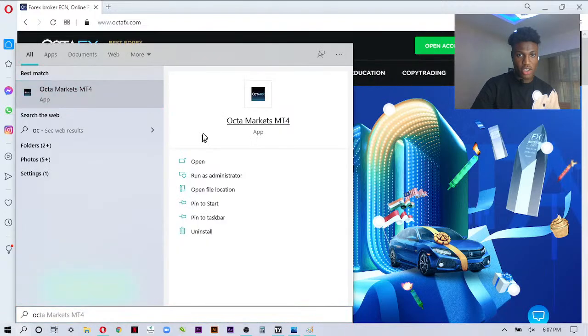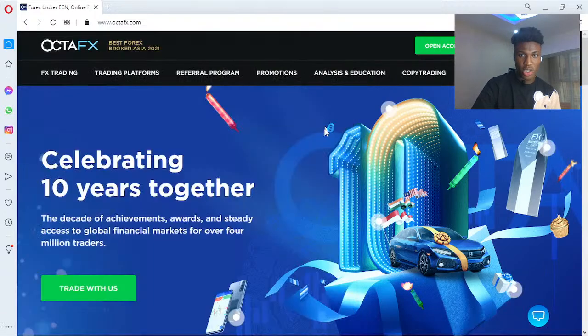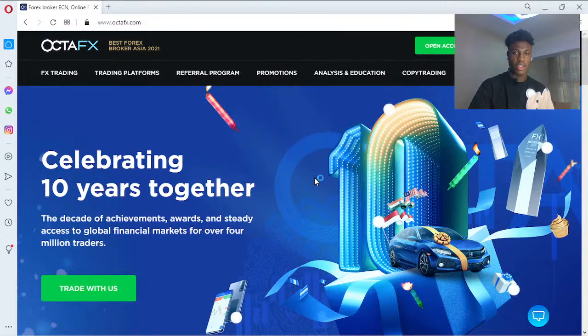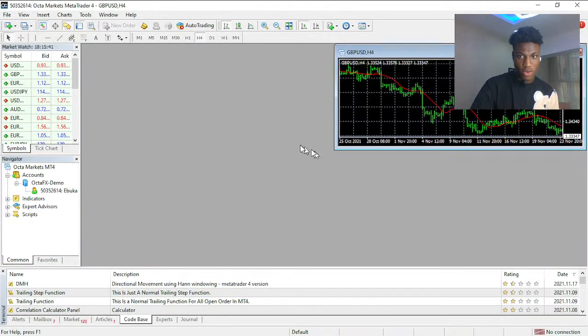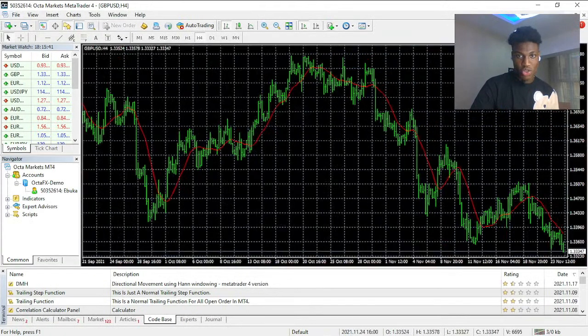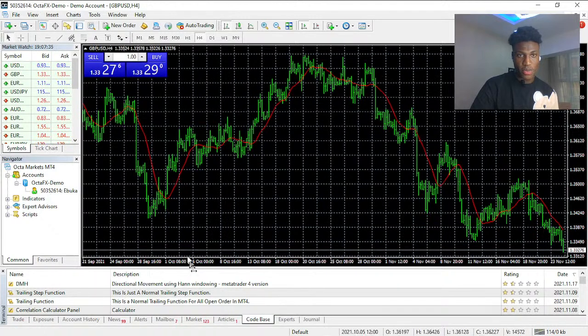So it's going to be saved in your PC as Octa Market, right? So remember, if you check your email, you were sent a login and a password. Now those are the details you would use to log into your trading terminal. You're going to use it to log into your demo account.